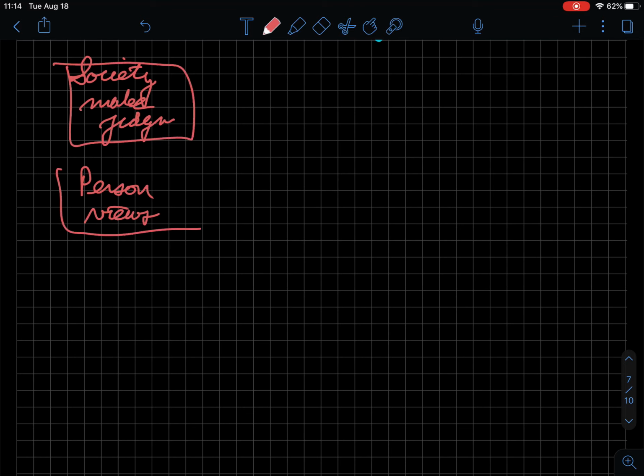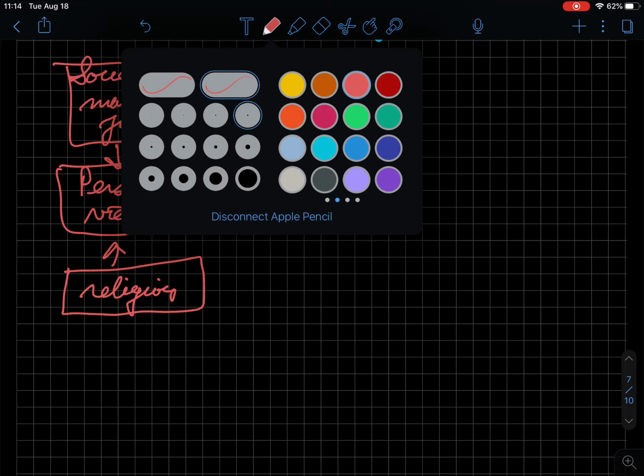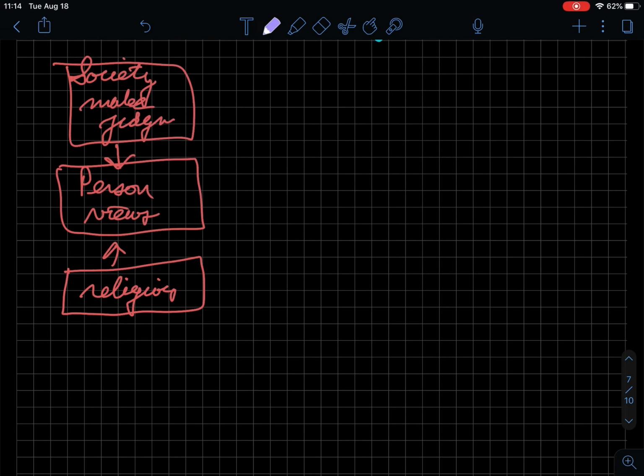So I put this in a box. This is in a box. Society making judgments, and maybe there are religious factors, or whatever. It doesn't matter. Point being is that all of these are moving in this path, right? So you have your personal views that are also influenced by societal judgments and religious stuff, right, before you end up making a decision.